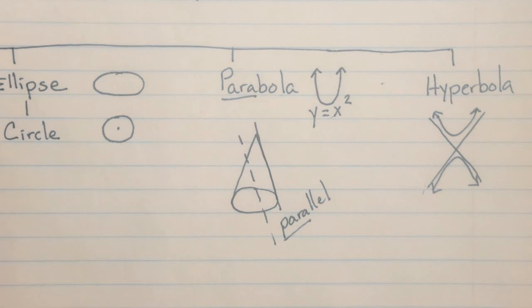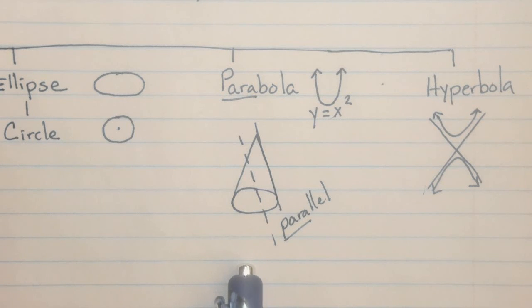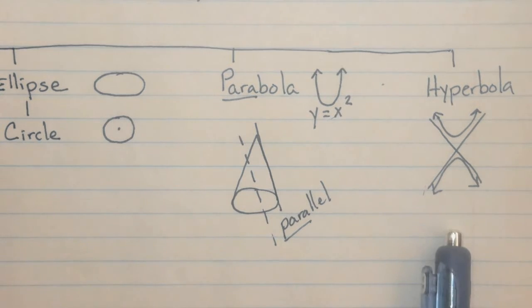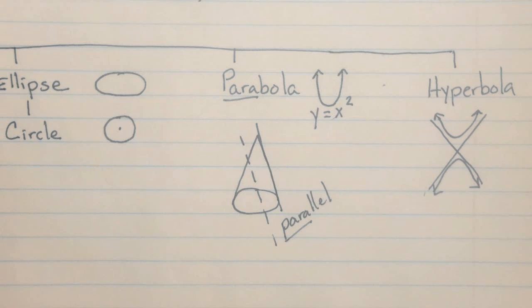So those are our three conic sections. We're going to study parabolas in depth today, and then we'll do the ellipse and the circle next block, and then we'll do the hyperbola the block after that, and then this little mini unit will be wrapped up. Okay, so it's a very short unit.